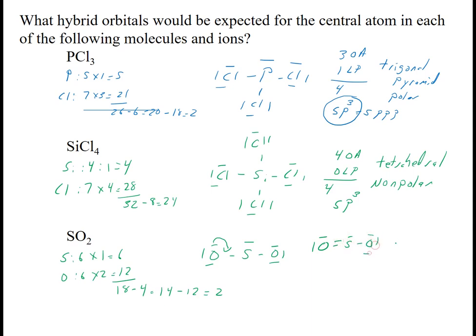So I have 2 outside atoms and 1 lone pair. It doesn't matter if it has a double bond or single bonds, they're treated the same. So that's 3 total. For shape, 2 outside atoms, 1 lone pair is bent. It's polar. And for the 3, that means it's an S and then P2. Okay, and that is the end of this section.